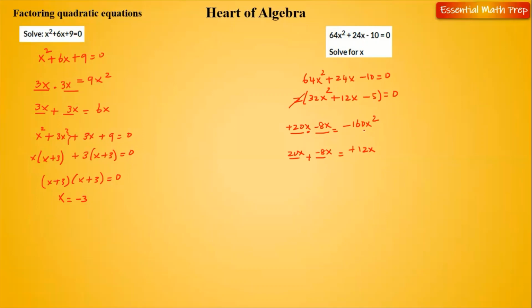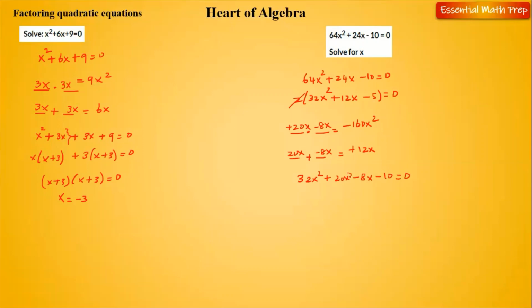And I've repeatedly said, where the plus or minus goes depends on what you want. In this case, we want a positive 12x, so we have to put the positive with the higher number. So now we substitute 20x minus 8x in place of 12x. That'll get us 32x squared plus 20x minus 8x minus 5 equals 0.